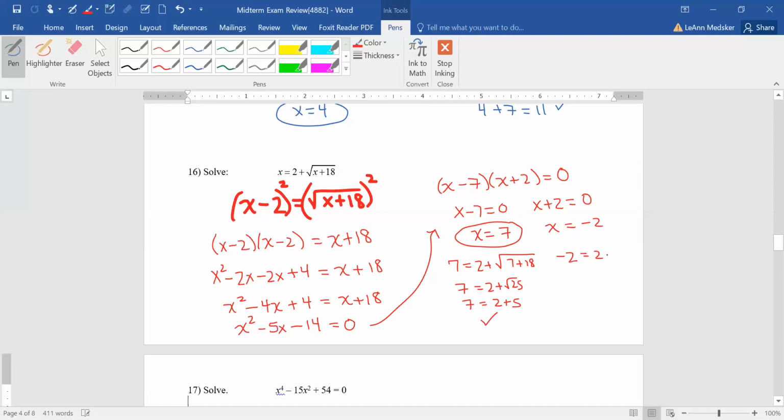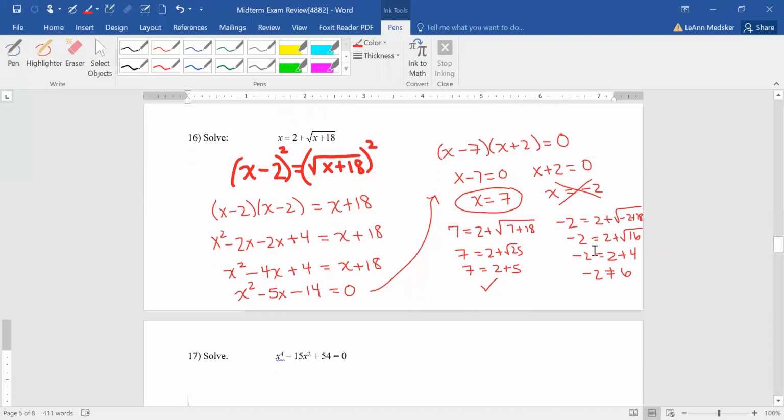Negative 2 equals 2 plus the square root of negative 2 plus 18. That's negative 2 equals 2 plus the square root of 16. The square root of 16 is 4. Negative 2 does not equal 6. So notice the second solution is extraneous. And that is something you will have to check and show, otherwise you will not get the full credit. You need to show your checks.